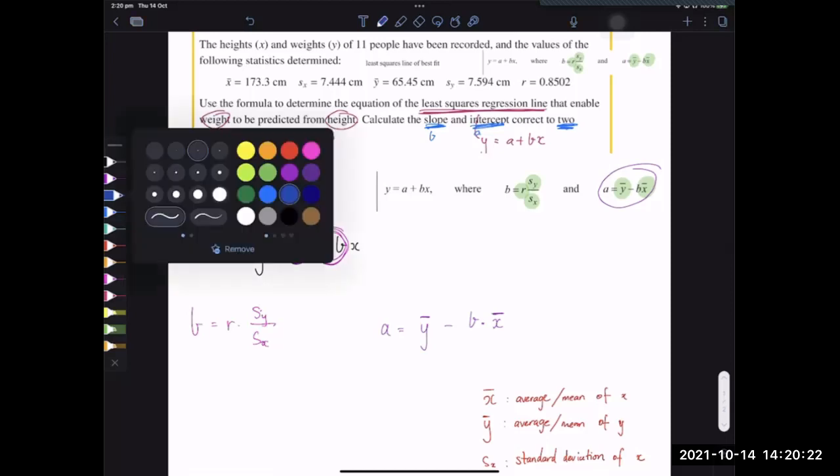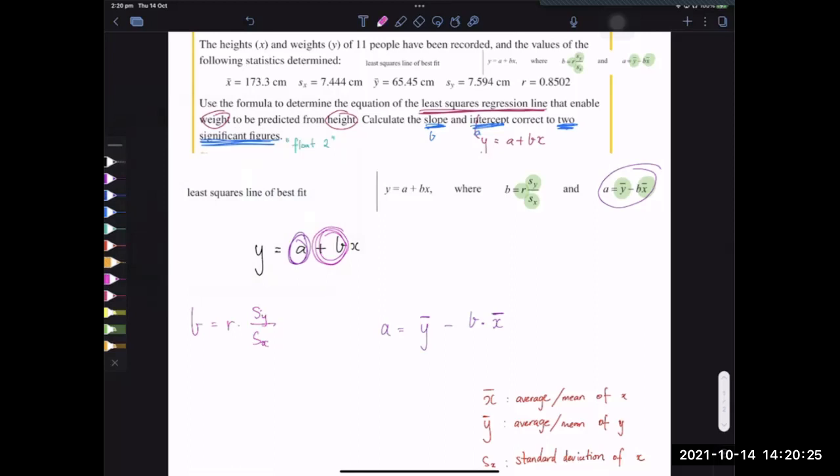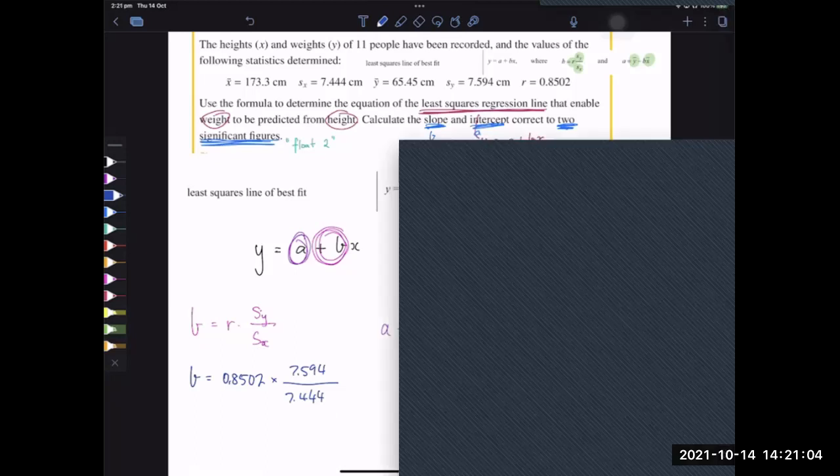So if you want to set this up manually by hand, you would find b first. So we know what our r is. It's 0.8502 times Sy at the top here, 7.594, divided by Sx, which is 7.444. But that looks so messy to type in, yeah? Let me show you how to do this on the CAS so it's done a bit more efficiently. So I'm going to show you the CAS now.